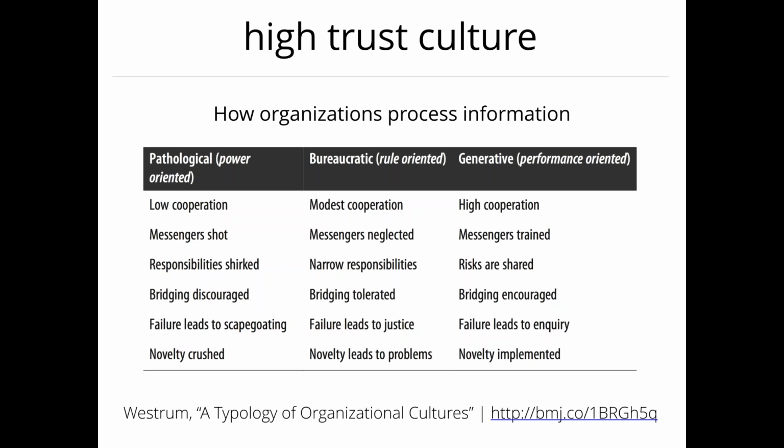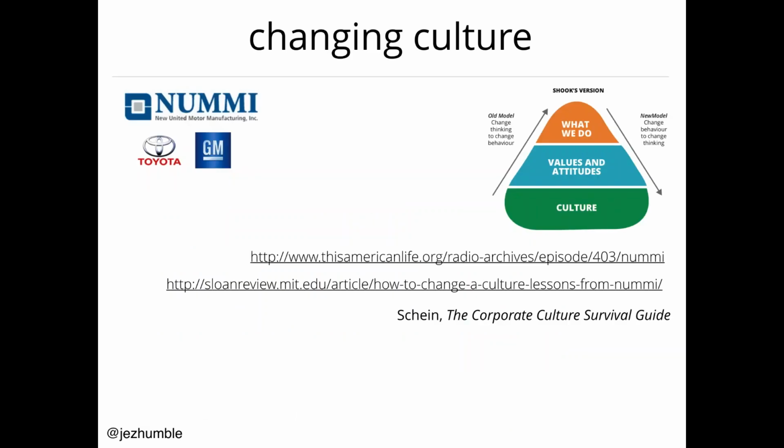What's perhaps most fascinating about this model is the same factors that predict safety predict our ability to innovate. And this is captured in the last row, how we deal with novelty. Is it implemented? Does it lead to problems? Or is it crushed? So it's fascinating that this model predicts safety outcomes and also IT performance. The question is, of course, if you're on the left here, how do you move right and improve your culture? I really recommend listening to a podcast from This American Life, which tells the story of NUMMI. And I don't have a lot of time to go into it now, but I highly recommend it.